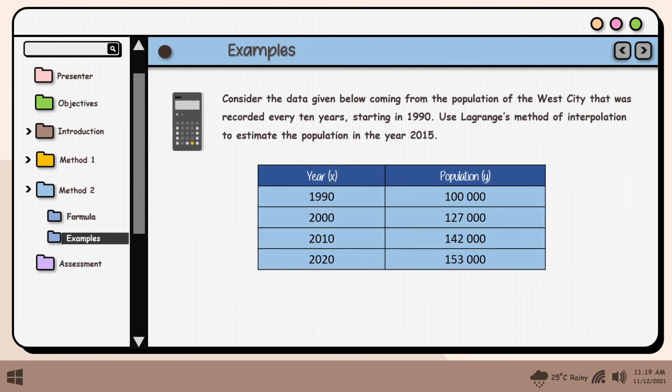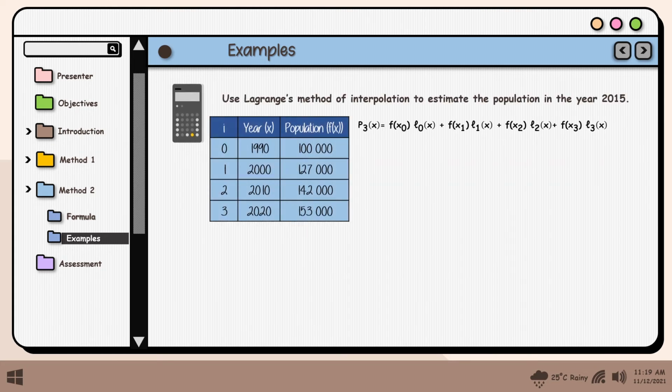So let's consider the data given below coming from the population of the West City that was recorded every 10 years starting in 1990. Use Lagrange's method of interpolation to estimate the population in the year 2015. So this is our data table. Since we are calculating up until the p sub 3 of x, we'll be using the formula as shown. Let's solve for our L values.